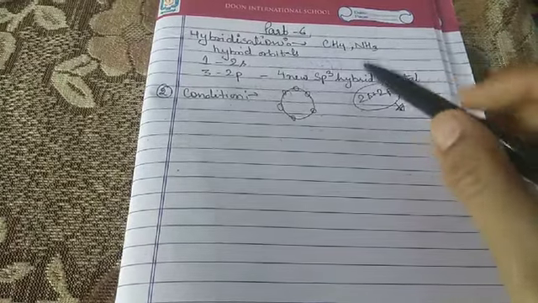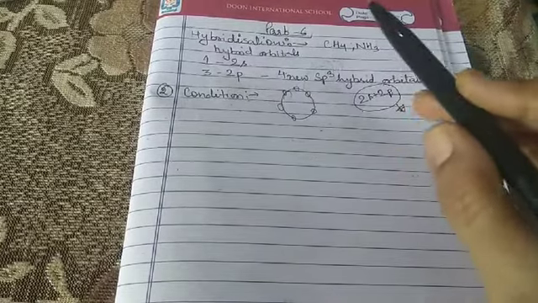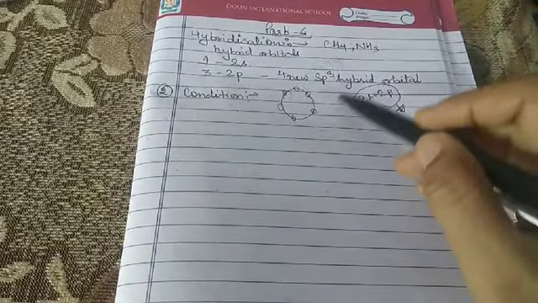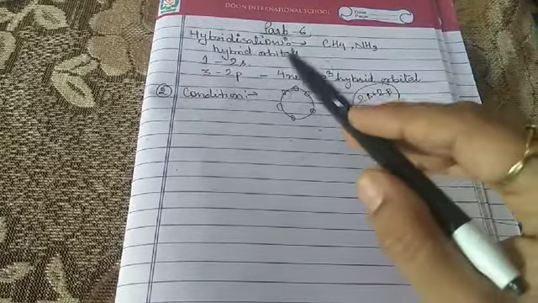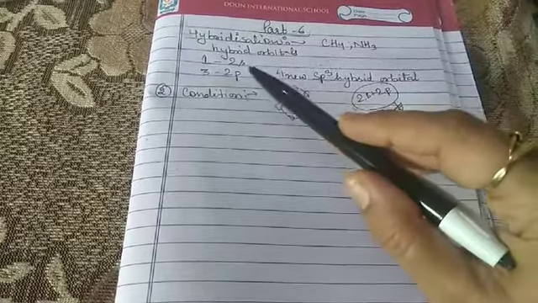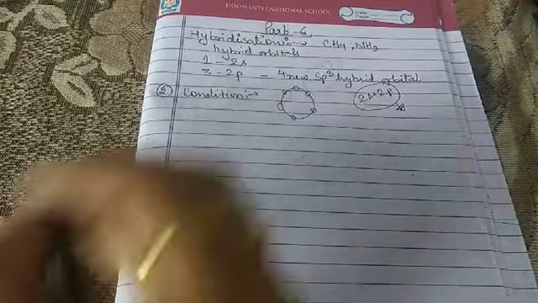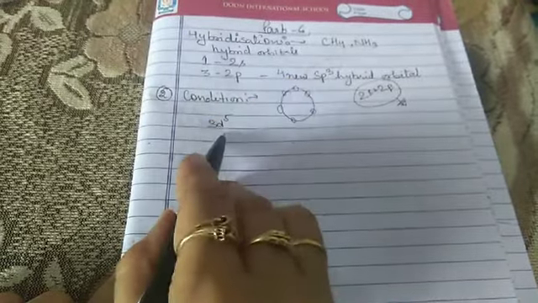Now the third one is that promotion of an electron is not an essential condition prior to hybridization. And the fourth one is that it is not necessary that only half-filled orbitals participate in hybridization. For example, half-filled means 3d5. This is the half-filled.